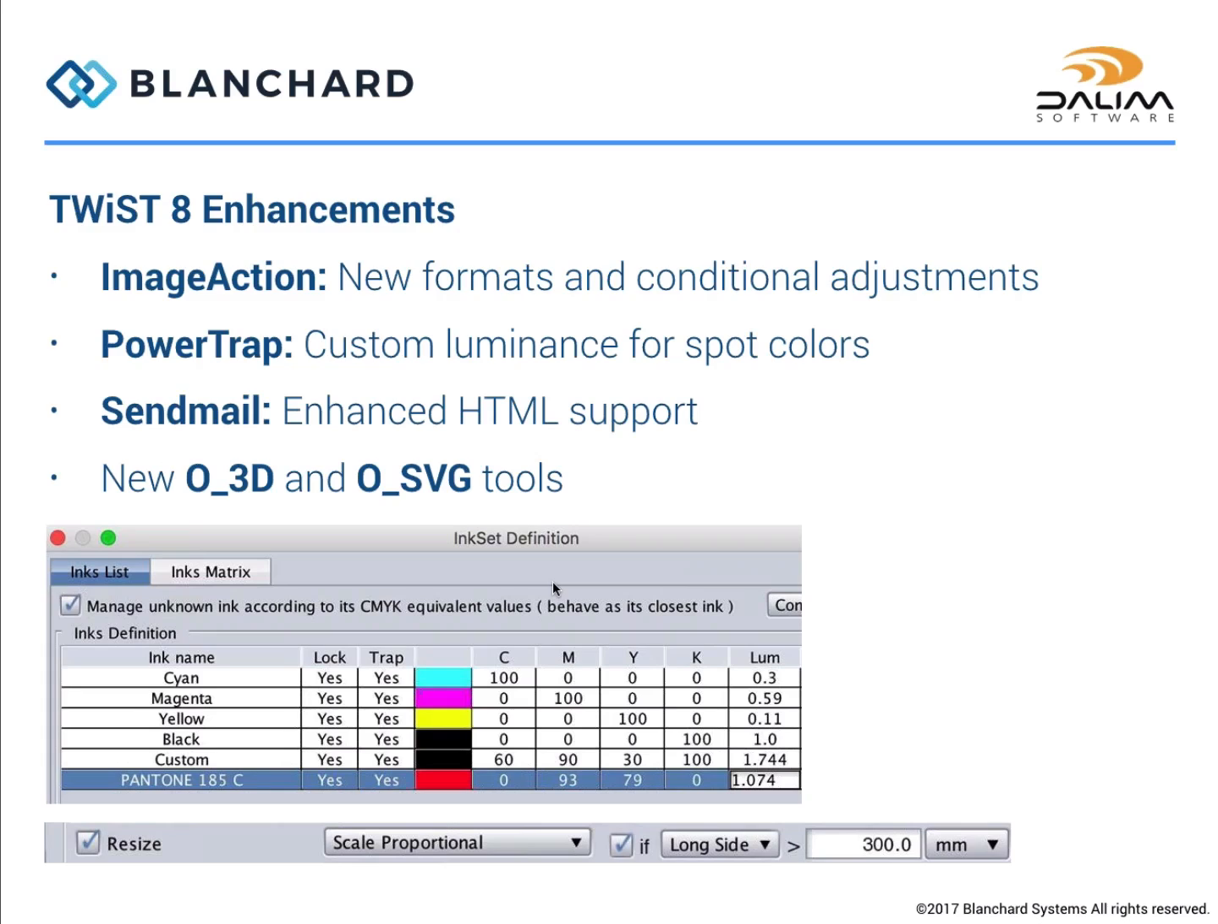PowerTrap now has support for custom luminance for spot colors. So if you want to make sure you're going to get a really good match for that spot color and make sure that it spreads or chokes appropriately, you have the option where you can set a custom luminance value for those in there. SendMail now has enhanced support for HTML messages.